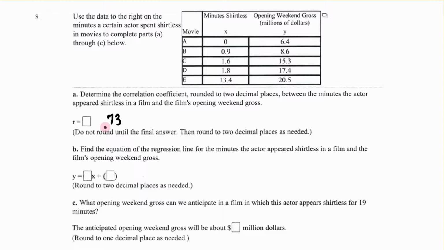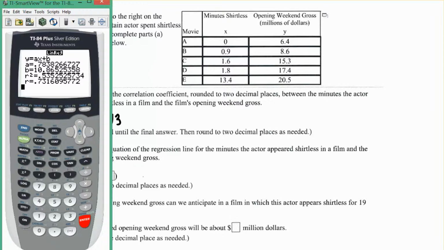Okay. Find the equation of the regression line for minutes the actor appears shirtless in the film and the film's opening weekend gross. Okay. This was on my screen. I just haven't used it. It says that the equation is in the form y equals a times x plus b. You are probably more familiar with y equals mx plus b, but they call the slope a.